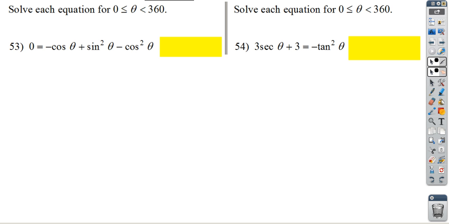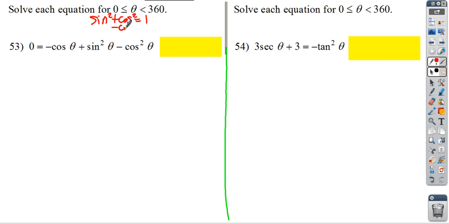And the reason we want to do this is we want to change it so that there's only one trig function showing up. And in terms of which trig function, in 53, which one do you want to show up? You want a cosine to show up because 2 of them are already cosines. So why not make a sine squared into a cosine? And we can do that by using this identity: sine squared plus cosine squared equals 1.